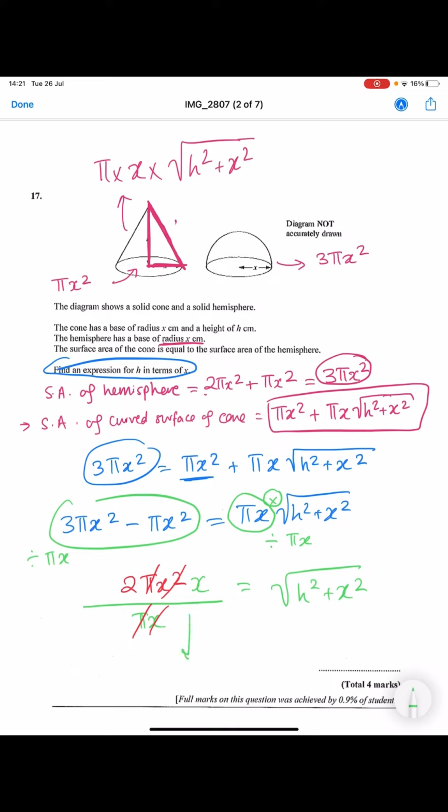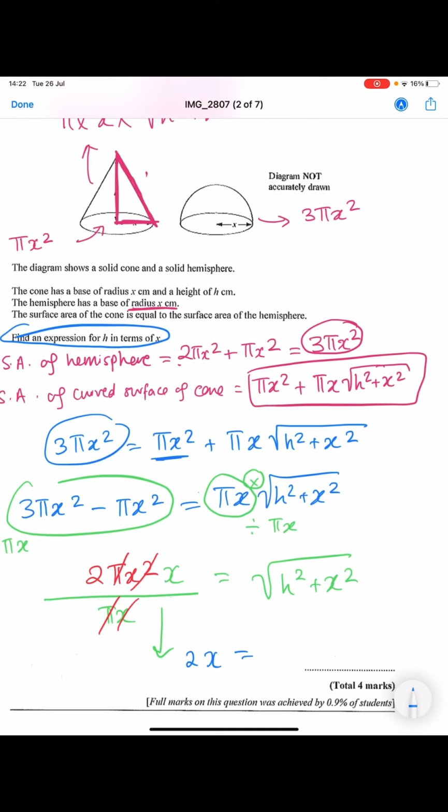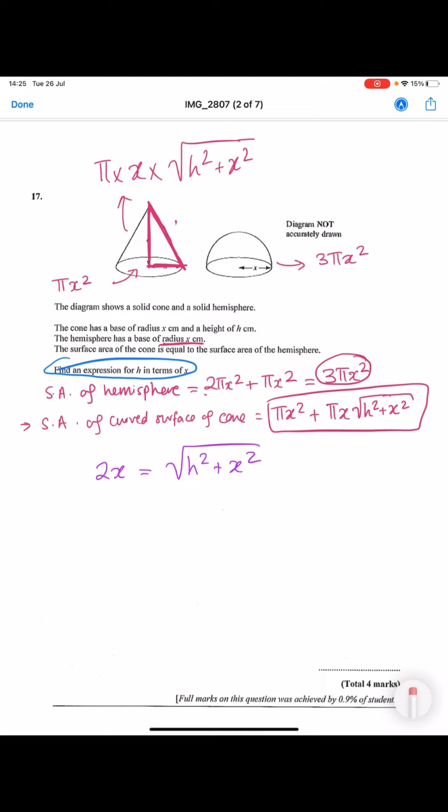So this simplifies into 2x. Okay, so 2x equals square root of h squared plus x squared. Okay, so we have 2x equals square root of h squared plus x squared. We need to make h the subject, still not the subject, yeah?